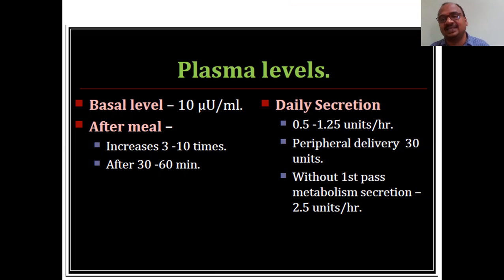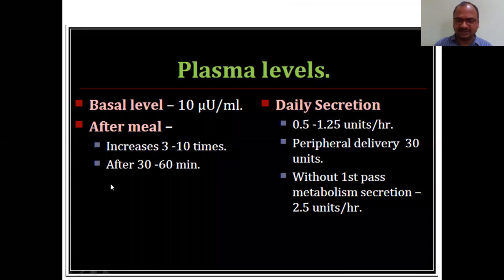Daily secretion: how much insulin is secreted is 0.5 to 1.25 units per hour. Peripheral delivery, peripherally means at the sides of the body, without first pass metabolism, secretion is 2.4. But only keep in your mind the basal level, 10. This part is only important. After a meal, what is the level?